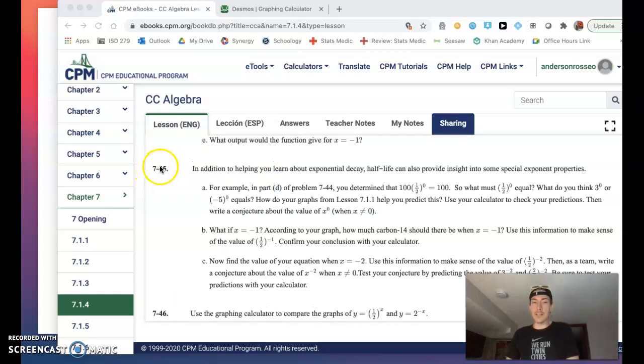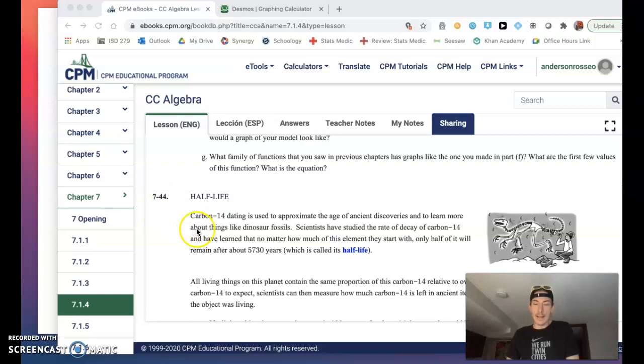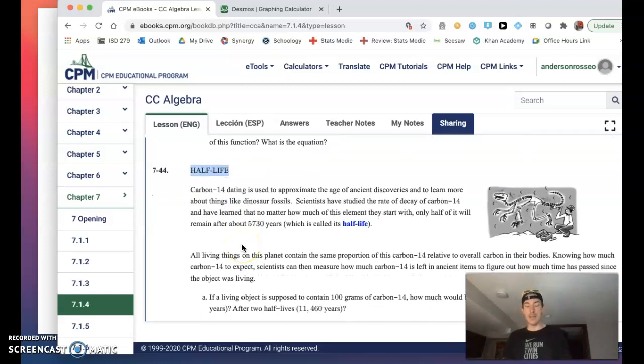But 7-45 refers to 7-44, and it's going to require you to have just a tiny bit of context about this idea called a half-life. So I'm going to read this here, and I've got some of these ideas imported in our notes. It says carbon-14 dating is used to approximate the age of ancient discoveries and to learn more things about dinosaur fossils. Scientists have studied the rate of decay of carbon-14, it's an element, and have learned that no matter how much of the element they start with, only half of it will remain after 5,730 years. This is called its half-life.